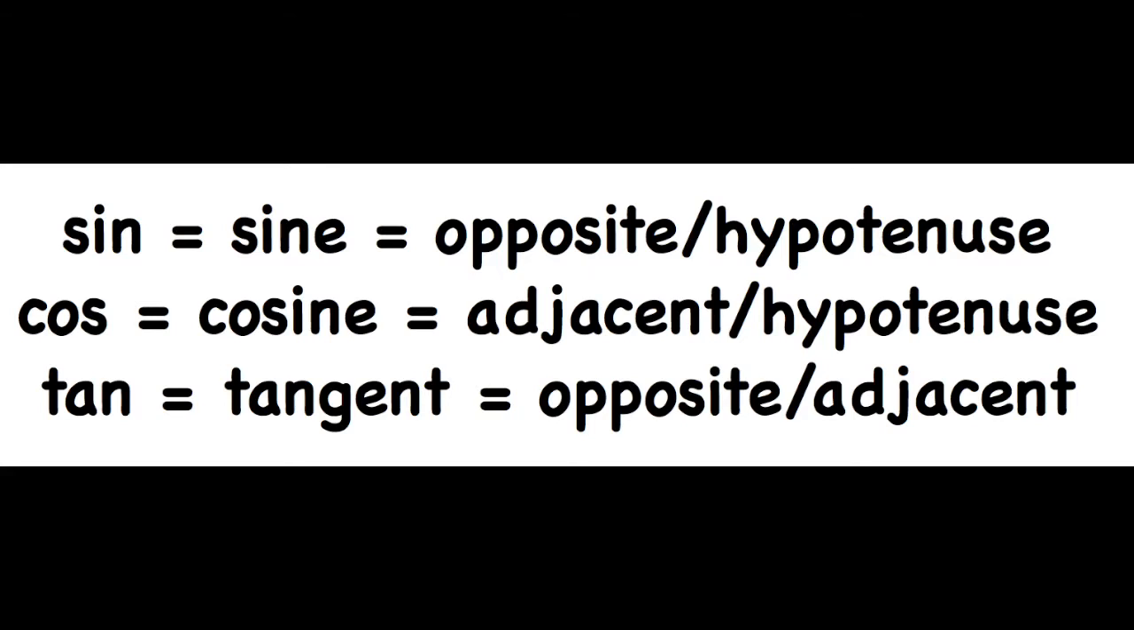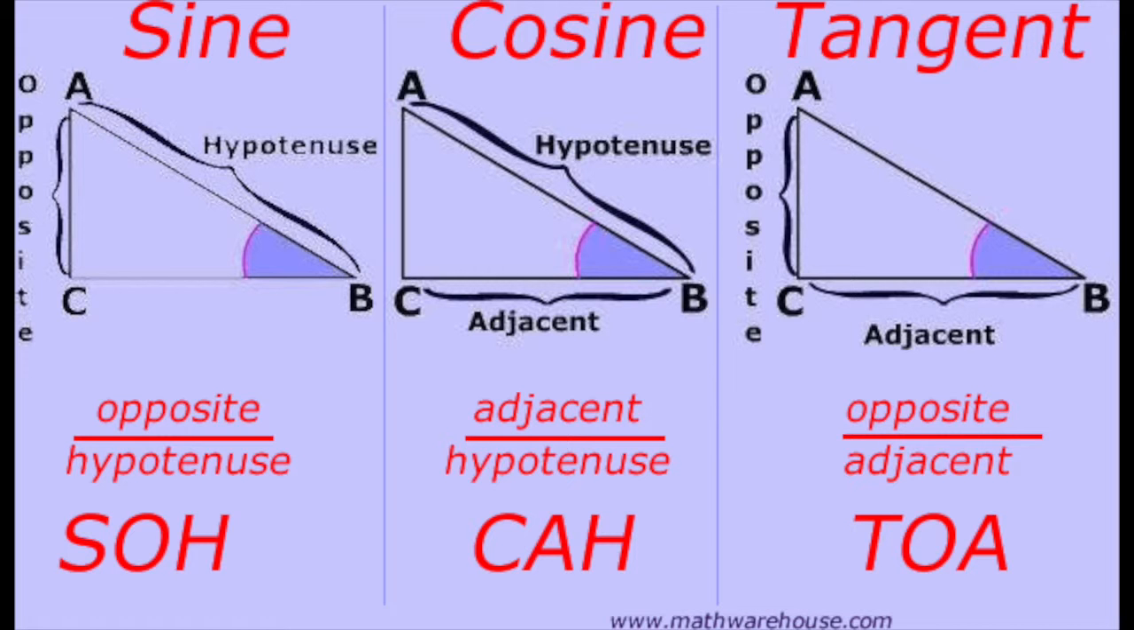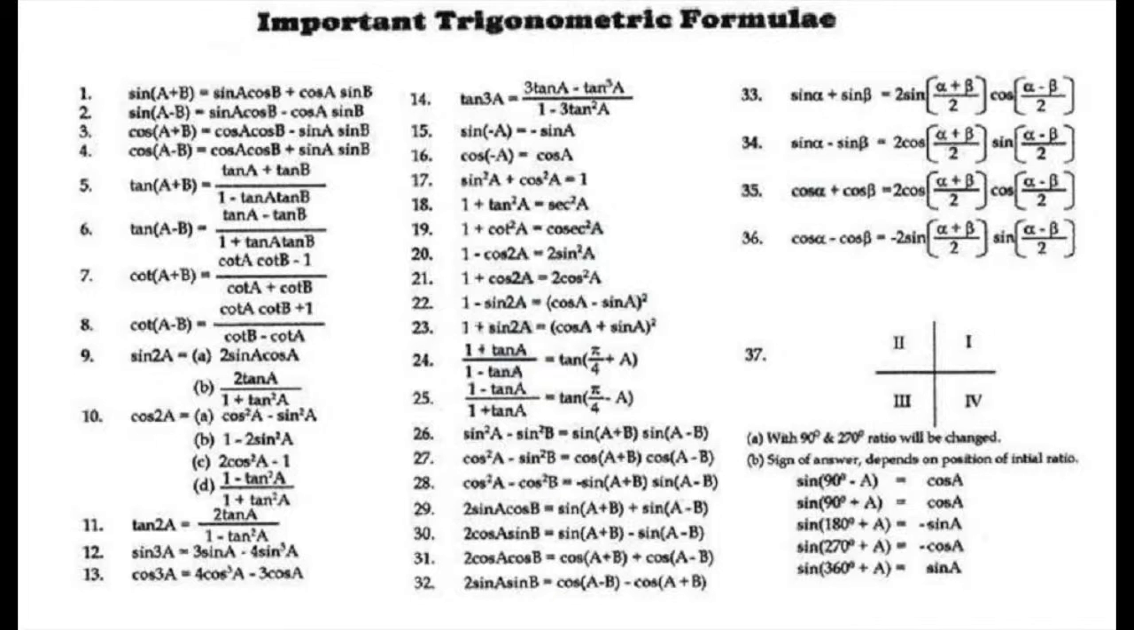The next thing you need to know are the three functions: sine, cosine, and tangent. They're more commonly known as sin, cos, and tan. Sine is equal to the opposite side over the hypotenuse. Cos is equal to the adjacent side over the hypotenuse, and tan is equal to the opposite side over the adjacent side. These three may be hard to remember, so you remember them using the acronym SOHCAHTOA. There are many different formulas that you can use, but we won't go into them now.